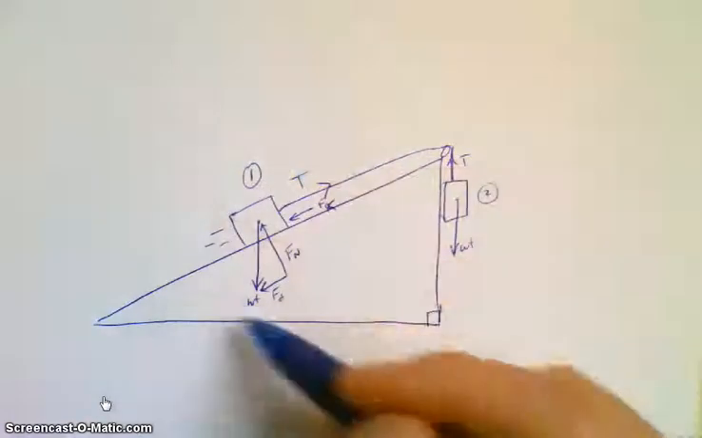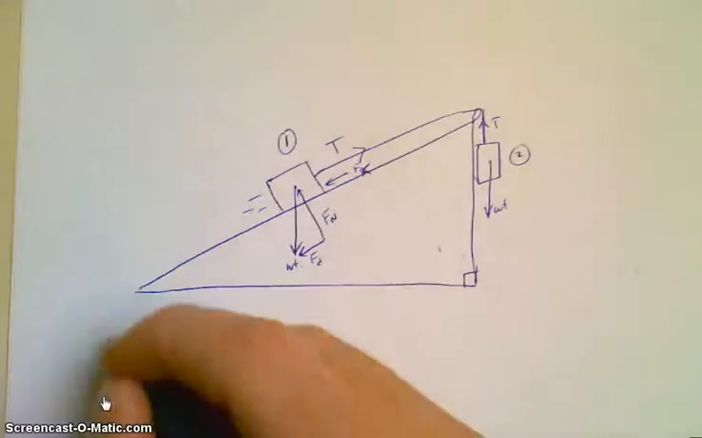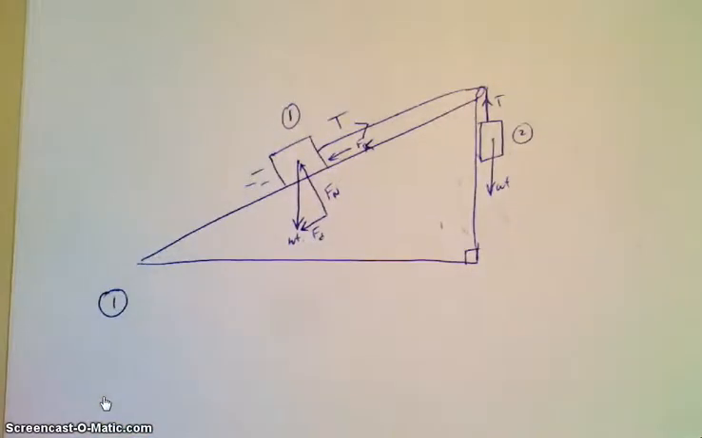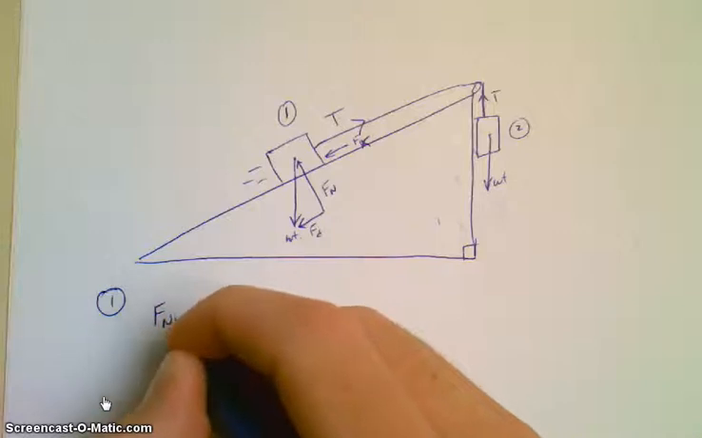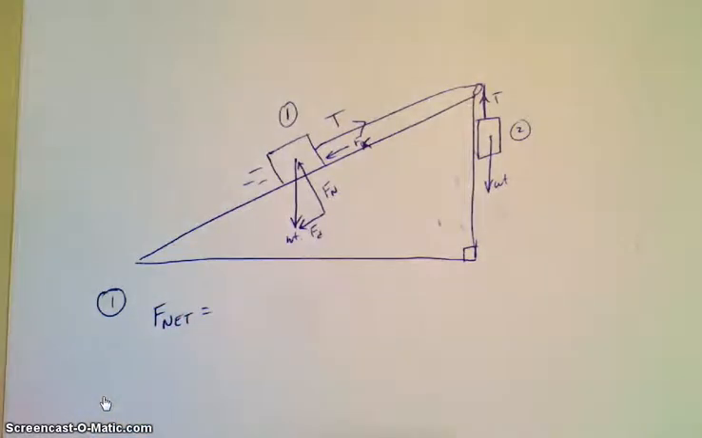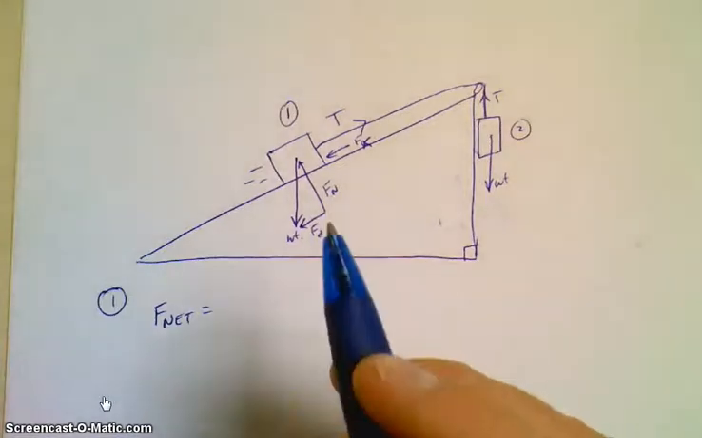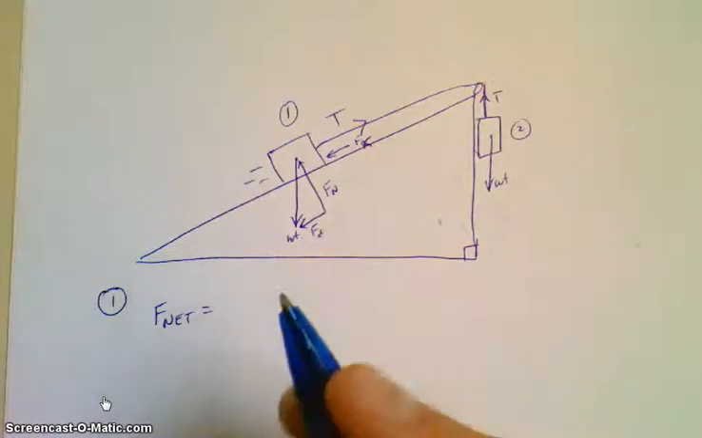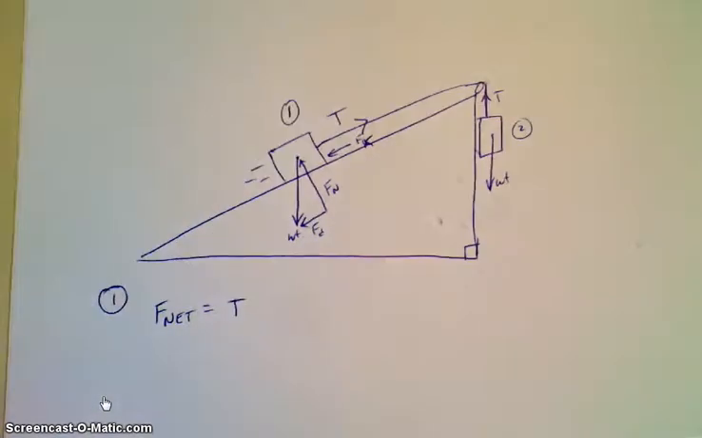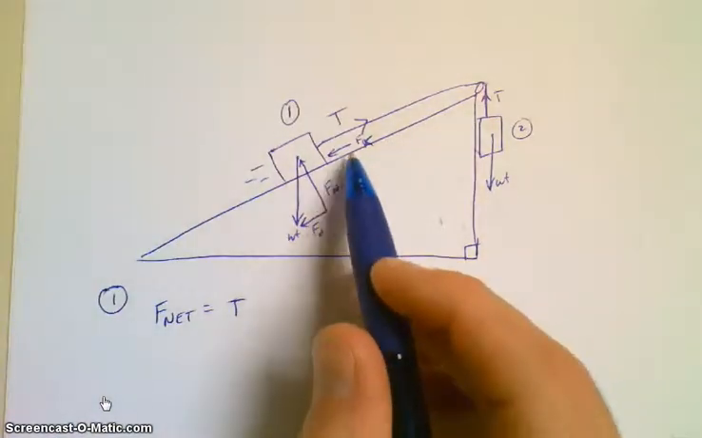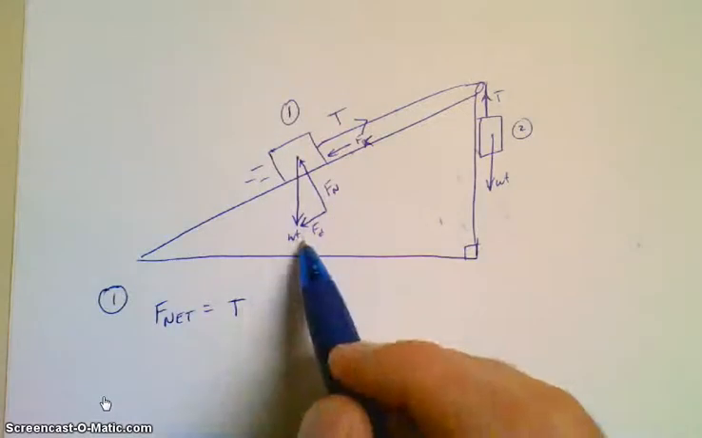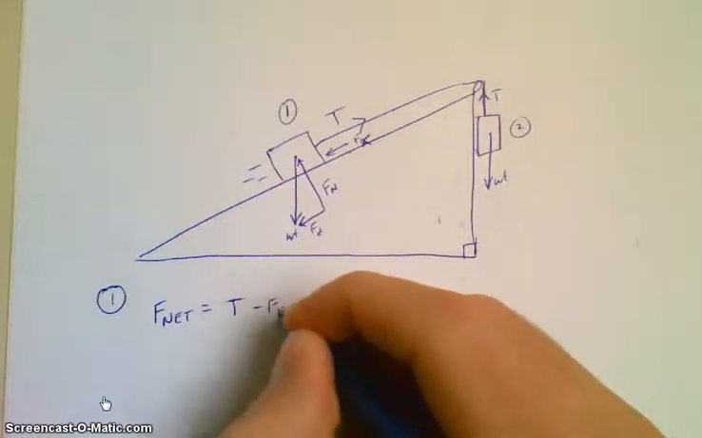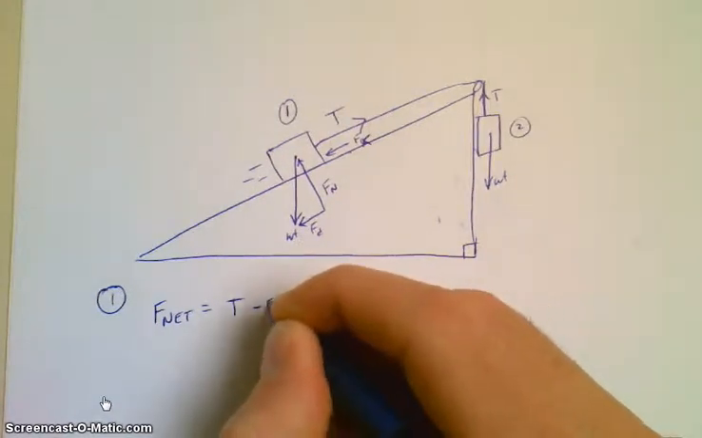So let's write equations for both 1 and 2. So for block 1, the net force is equal to what? The forces in the direction of motion minus the forces opposing motion. Which way is it moving? It's moving up the ramp, so what is the force in the direction of motion? Tension. Minus the forces that are opposing motion. In this case, Fk and Fd. We subtract both.